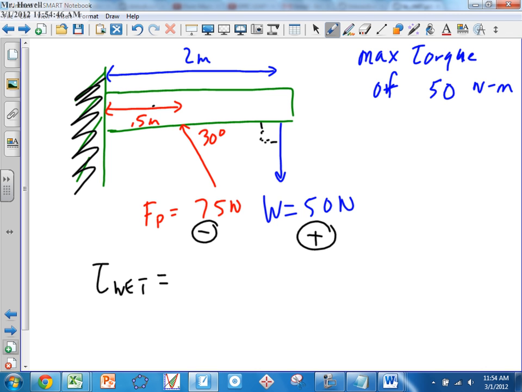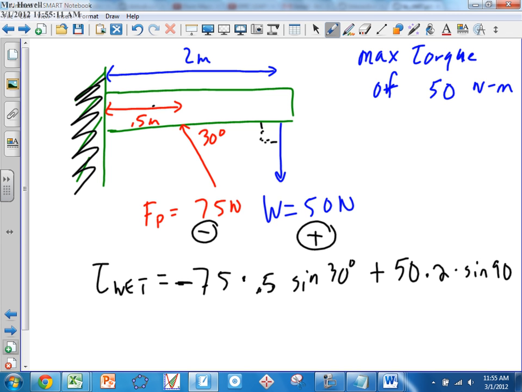Let's do this. We got 75. There's going to be a negative in front of it, times 0.5 times sine 30, which is also 0.5. Remember, this is negative in front of here, plus 50 times the full length, which is 2 meters, times the sine of 90. I got it. It's 81.25. Positive or negative? Clockwise. It's positive. And as he said, Newton meters, not Newton watts.